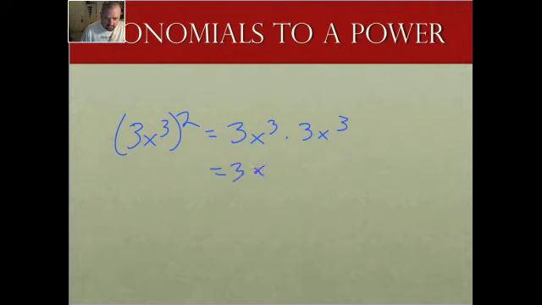Expand it out, that's 3xxx, 3xxx. Now you know how to do that one, so this is not a big deal. But that gives us x to the 6th. 3 times 3 is 9.